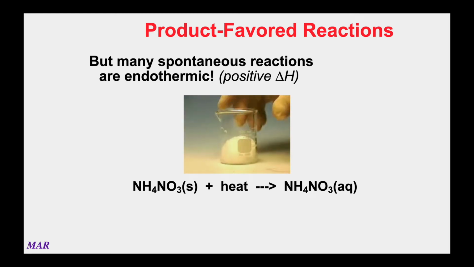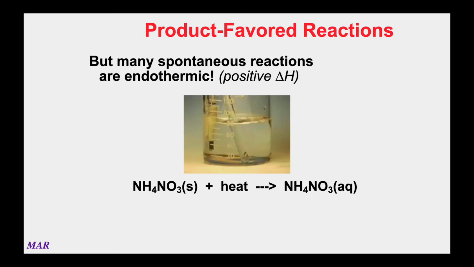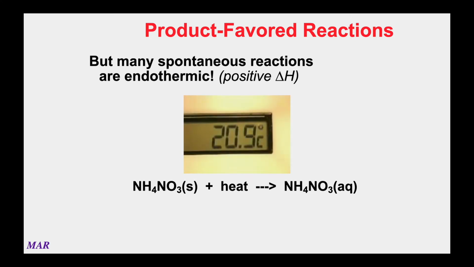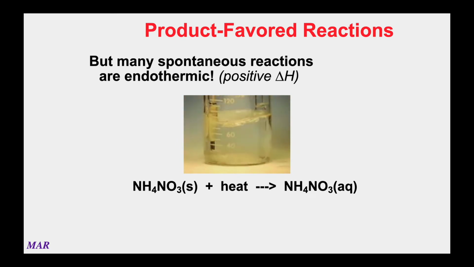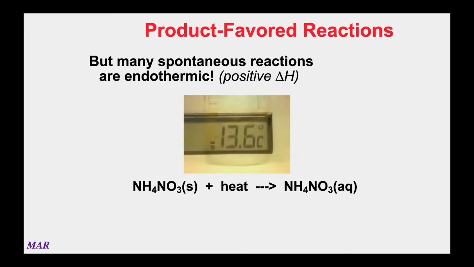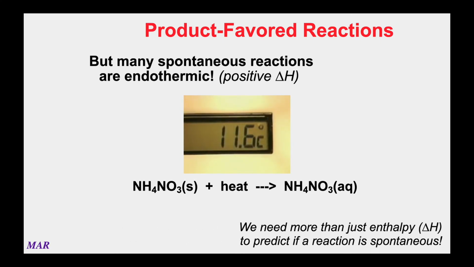In the center beaker is water at room temperature. To this we add solid ammonium nitrate. The ammonium nitrate dissolves. Usually, a reaction that occurs so readily is exothermic, but we see from the thermometer that this reaction is endothermic. The temperature of the water drops significantly. This reaction is not favored energetically, yet it still occurs.